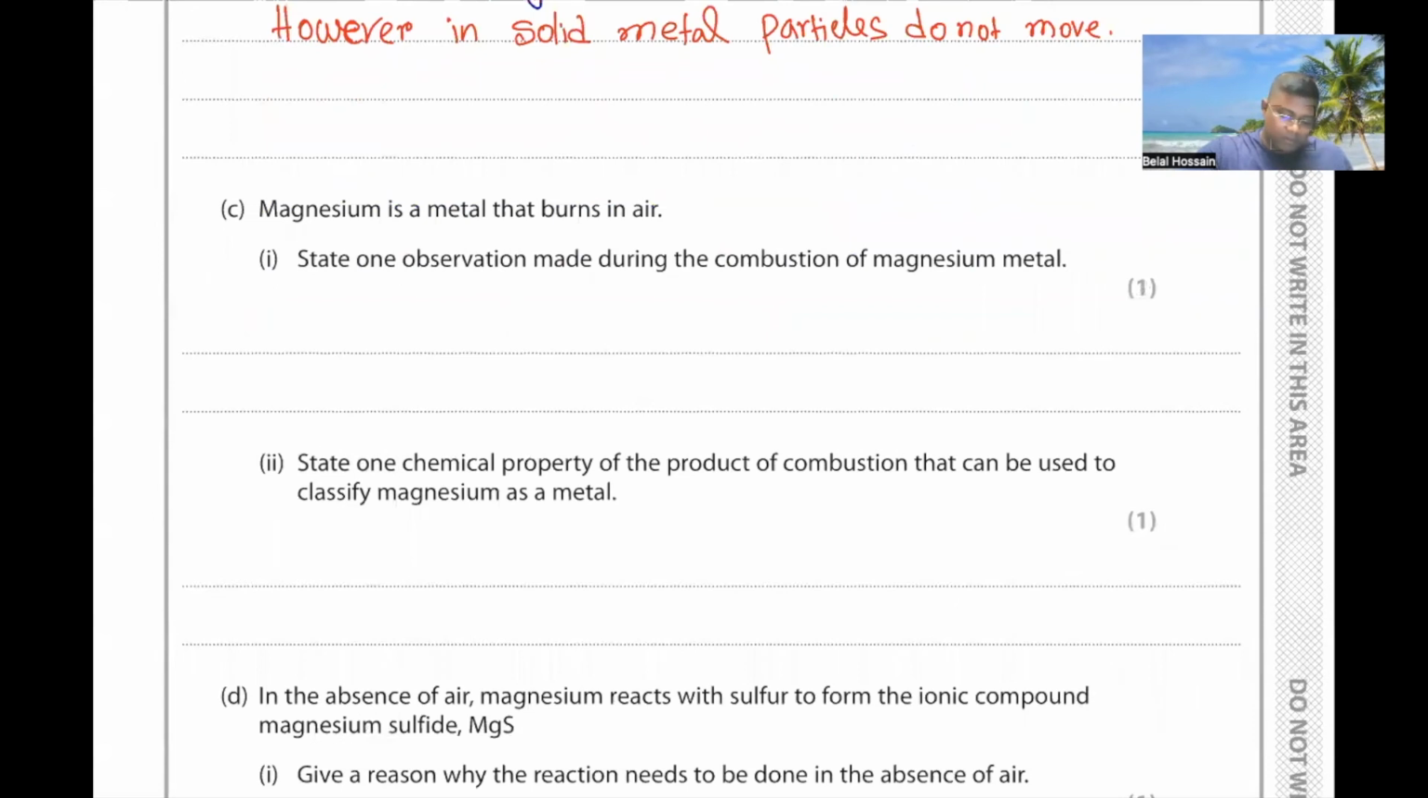Part C. Magnesium is a metal that burns in air. State one observation made during the combustion of magnesium metal. So basically, when magnesium burns, it has a very bright flame which sears the eye. So it's very hard to miss.